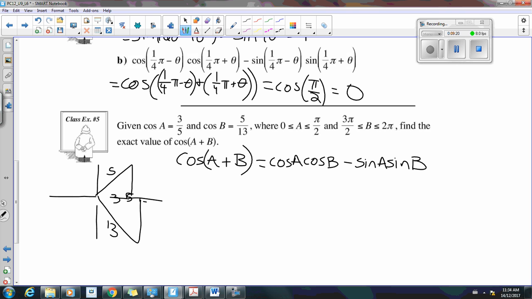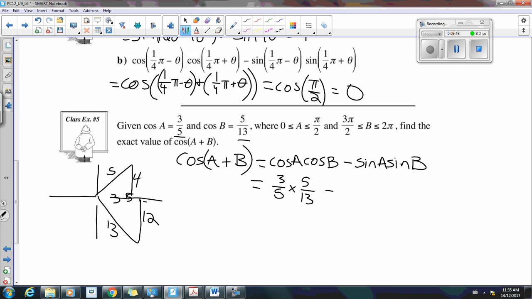So we are going to have to calculate this side. That's just Pythagorean theorem. 3 squared plus y squared equals 5 squared. So this side must be 4. Same thing on the bottom. Using 5 and 13, this side must be 12. So now I can work with each ratio. Cosine of A, it told me was 3 over 5. Cosine of B, it told me was 5 over 13.